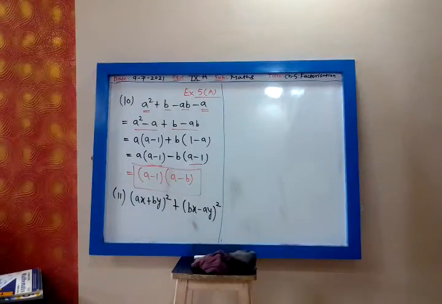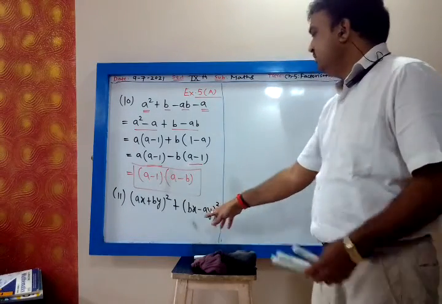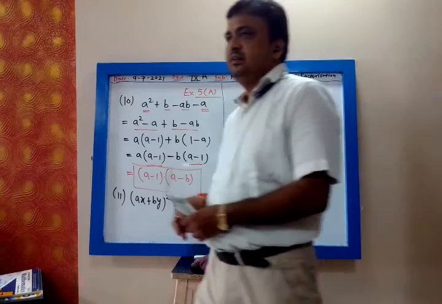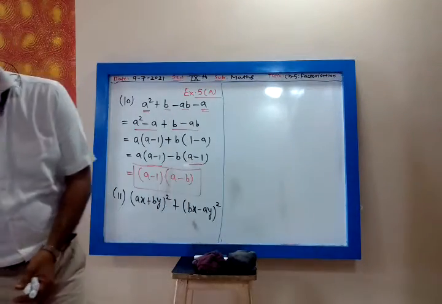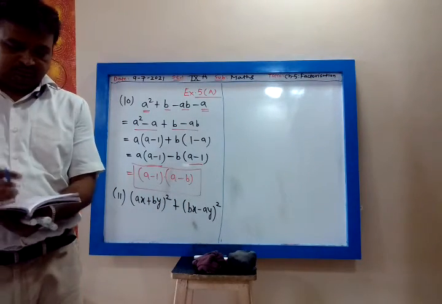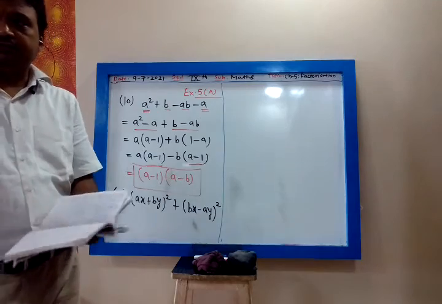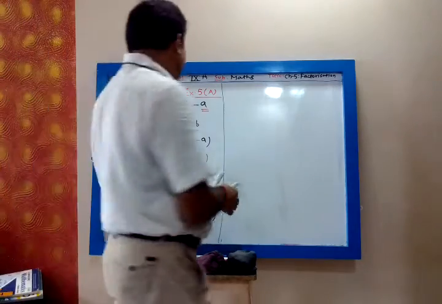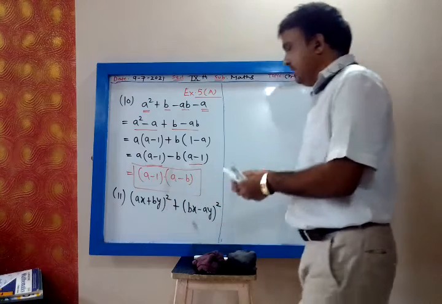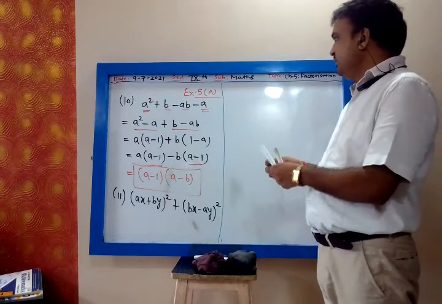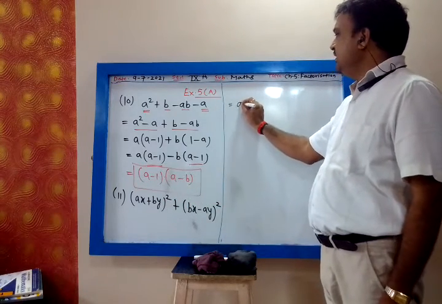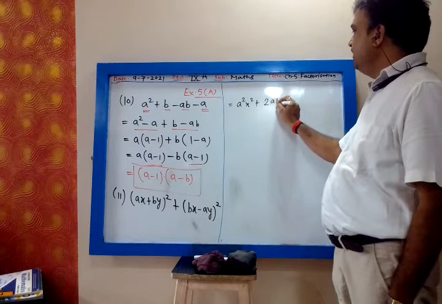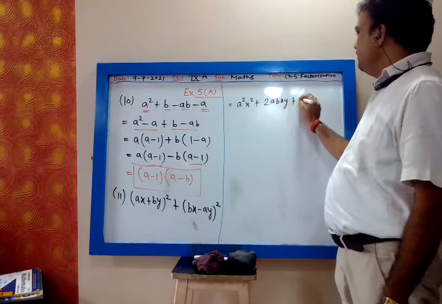Okay, so let me explain. First you simplify the square: (ax + by) whole square plus (bx - ay) whole square. For (ax + by) whole square we use the formula (a + b) whole square. That is a square x square plus 2ab xy plus b square y square.